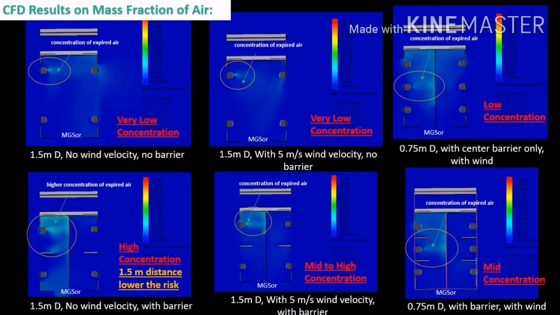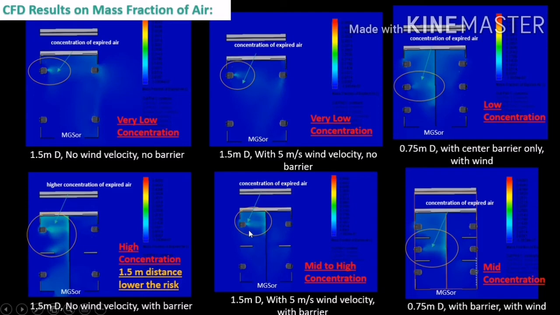For the results of the mass fraction of air, you could see that the mass fraction of expired air will stay lesser because there's no barrier. And with barriers at a stationary vehicle, you could see that there's higher concentration of expired air at passenger A. Then at 1.5 meter distance, at 5 meters per second wind velocity, with no barrier, there's low concentration of expired air, meaning the expired air is not staying longer inside the vehicle.